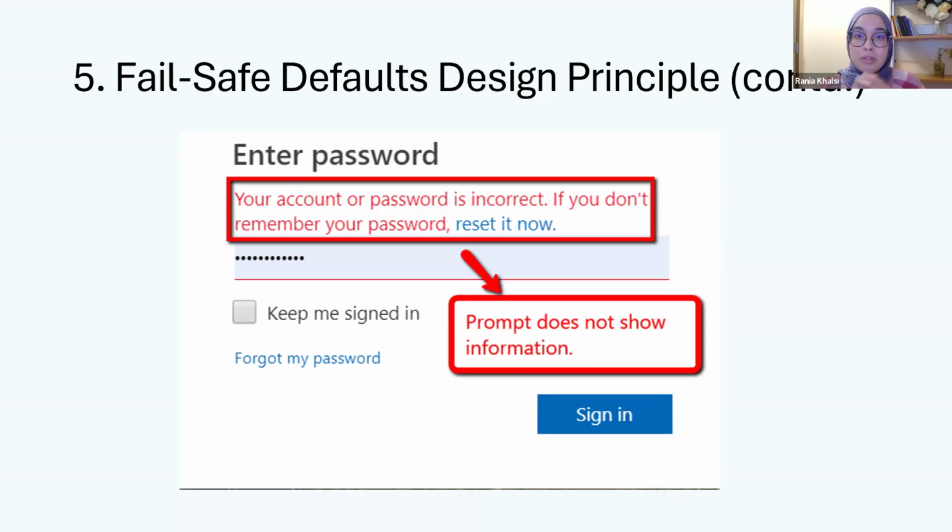This is important because error messages themselves can leak information. By keeping the message general like this one, the system avoids giving attackers what we call clues, okay? There are no hints for attackers that could be used to guess a valid username or exploit the login process. So this is exactly what the failing securely principle means, okay? When something goes wrong, the system denies access and reveals as little information as possible.